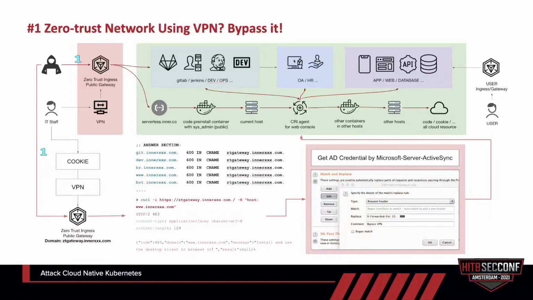In the end, I found that when the HTTP request sent to the Zero Trust Gateway carries the X-Forwarded-For HTTP header, and the value is a private network IP starting with 10, then we can access the OA login page. Coupled with the employee identity that we got from Microsoft Server ActiveSync, now we can access the network of the target OA.